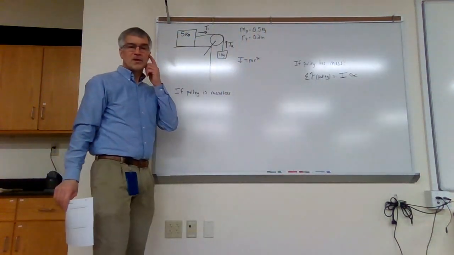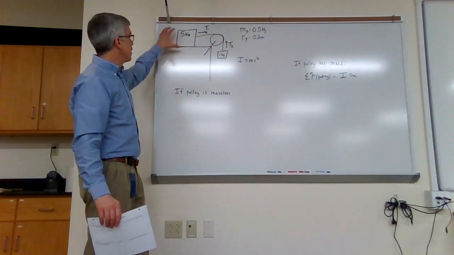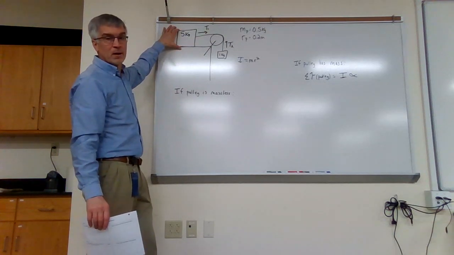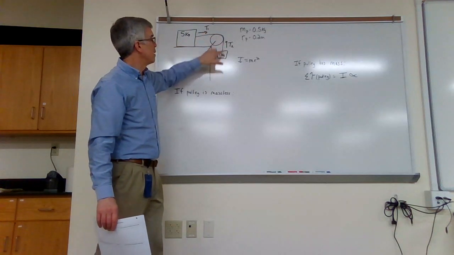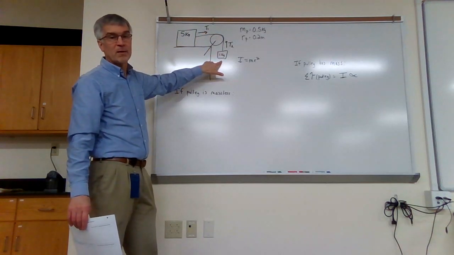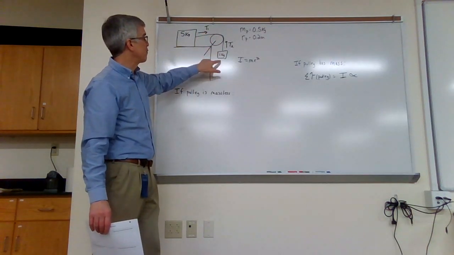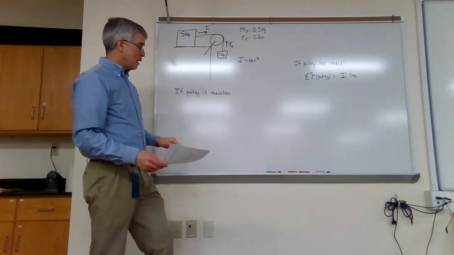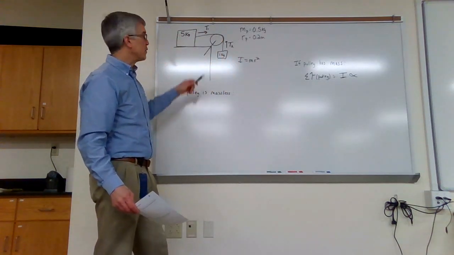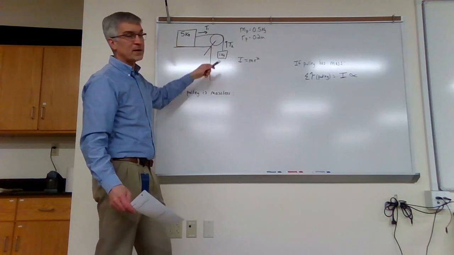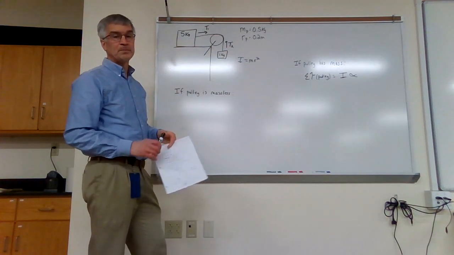Okay, today we're going to look at this modified Atwood machine. We have a 5 kilogram block on a frictionless surface. There's a string tied to it, attached to a 1 kilogram object, and that string runs over a pulley. We want to figure out the acceleration of the two blocks. Since they're tied together by a string, they're going to accelerate at the same rate.